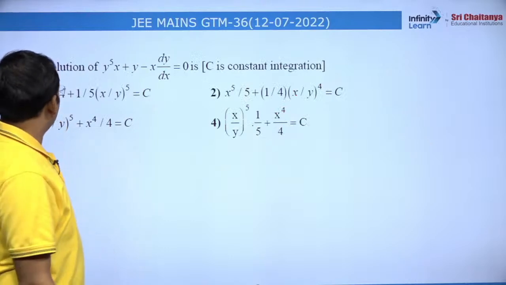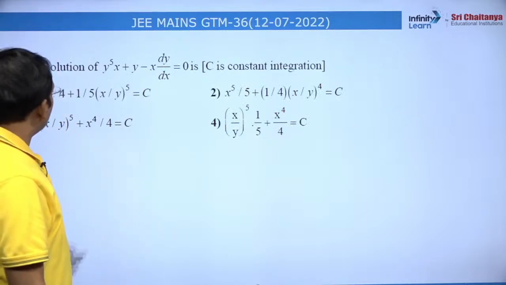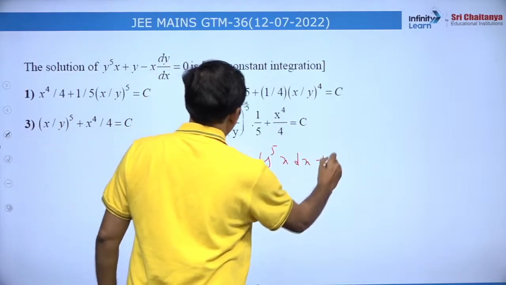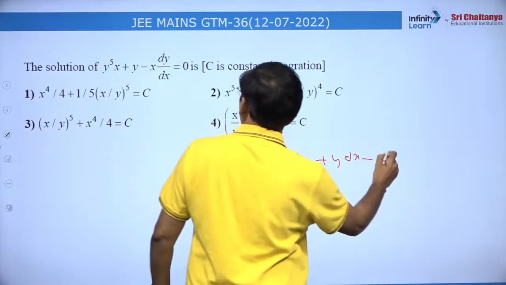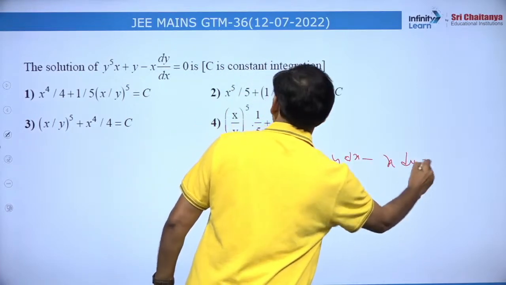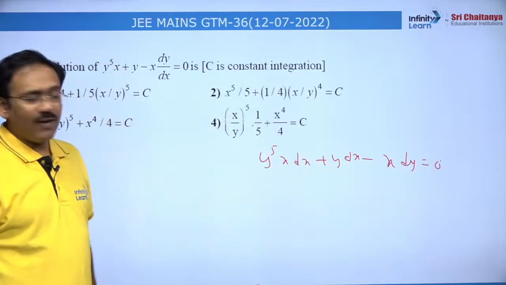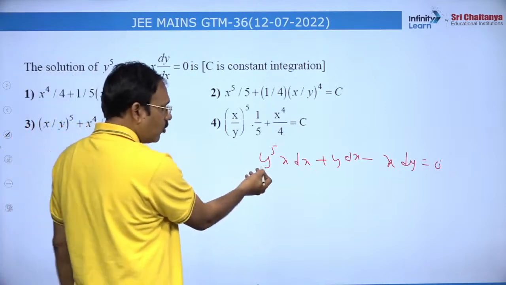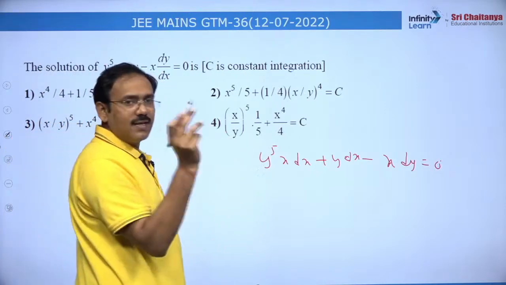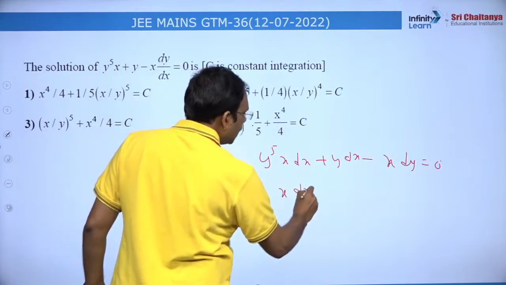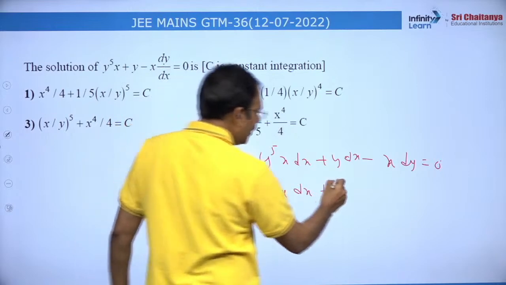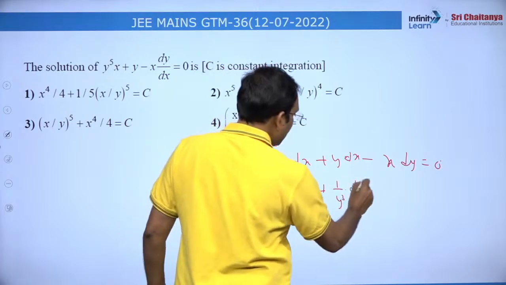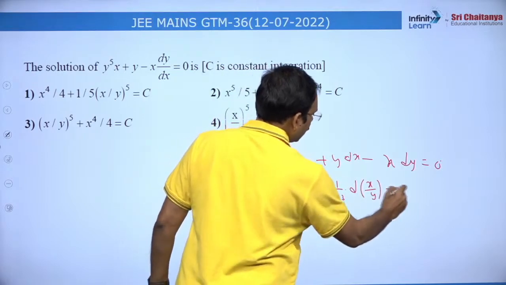Fine. Next, my dear friends, this is the differential equation. You can write y power 5 into x dx plus y dx minus x dy is equal to 0. Y dx minus x dy means if y square is there, then I can write d of x by y, but still here if you divide with y square, y cube will be. So divide the entire equation with y power 5, so that in x dx only x will be here, and you can write 1 by y cube into d of x by y equal to 0.